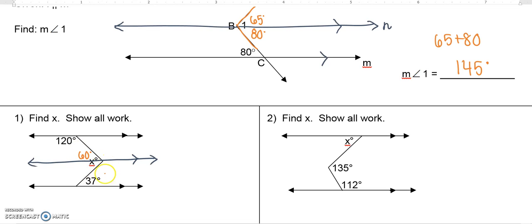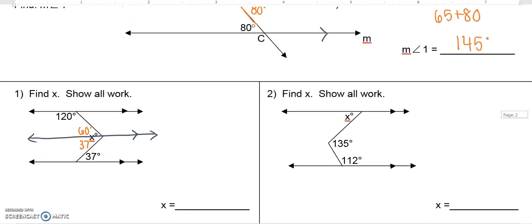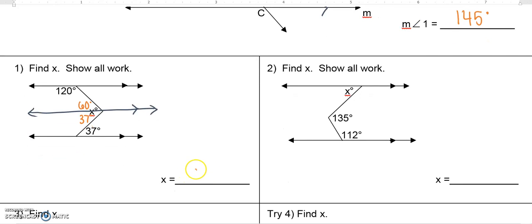And then our bottom two parallel lines, this is 37. I need this resulting angle. This resulting angle and this 37 are alternate interior angles, so that measure is 37 as well. Then I'll add the two together, 60 plus 37, to get 97 degrees.